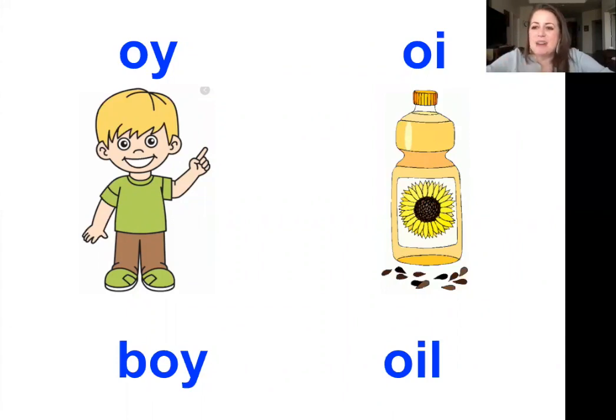The second vowel pattern we're going to review today is the OI pattern, just like in the word oil. So it's also going to make the OI sound. Let's practice together. Here we go. OI, oil, oi. Good. One more time. OI, oil, oi. Excellent job.